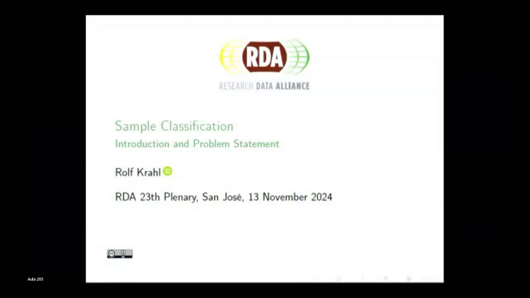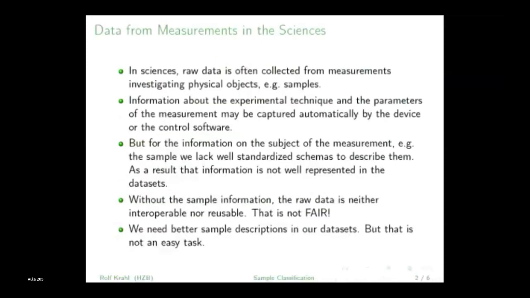Go to the next slide. So we will talk about samples. That means objects that have been subject to a measurement. So in science, raw data is often collected from a measurement investigating some physical object that is a sample.